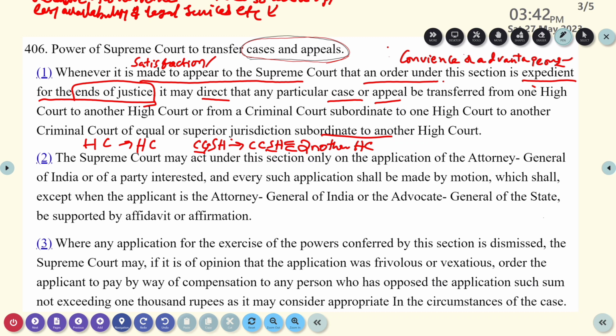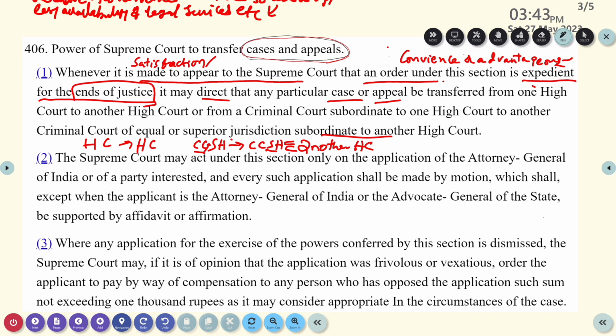So that is the condition. According to this section, the Supreme Court can transfer a case or appeal from one High Court to another High Court, or from a criminal court subordinate to one High Court to another criminal court of equal or superior jurisdiction, but it should be subordinate to another High Court. That is 406 clause 1.